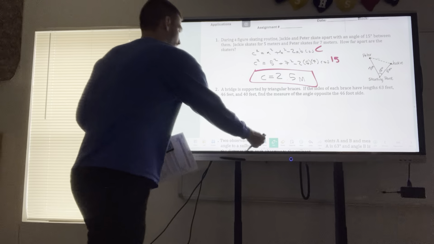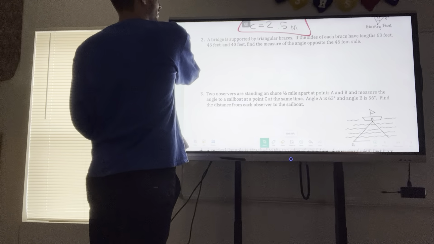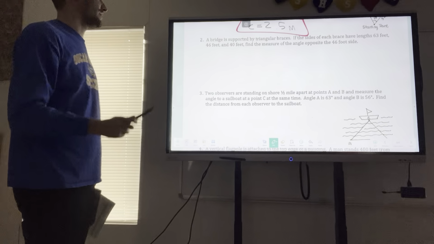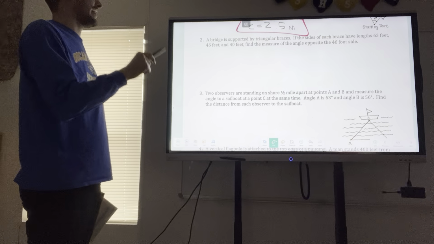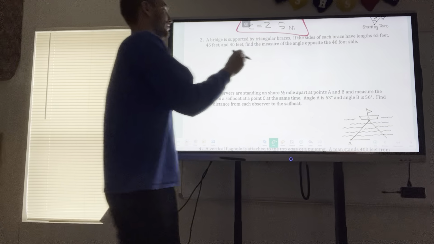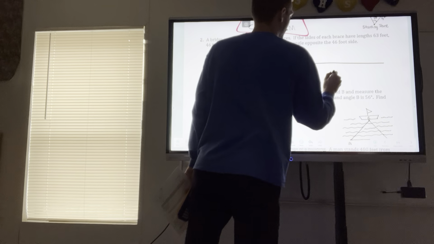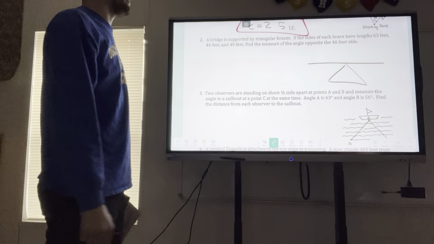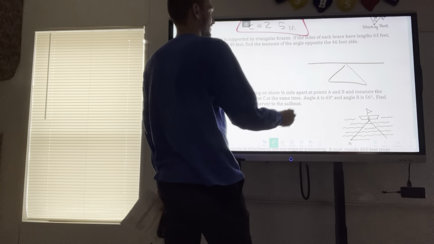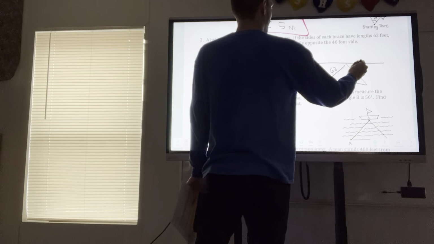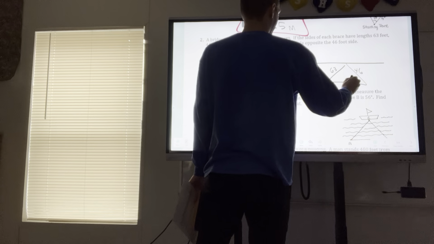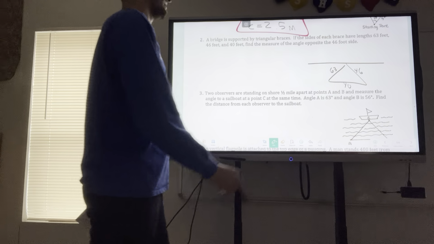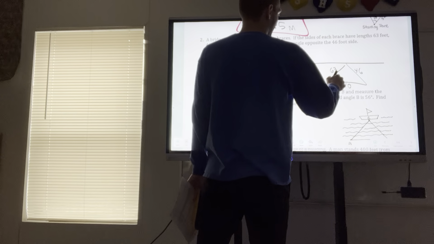All right. Question number 2. How about for question number 2, we don't solve it, we just decide which formula we want to use. A bridge is supported by triangular braces. Okay, so if I think of a bridge, maybe it's like this. If the sides of each brace have lengths of 63, 46, and 40, find the measure of the angle opposite the 46-foot side.